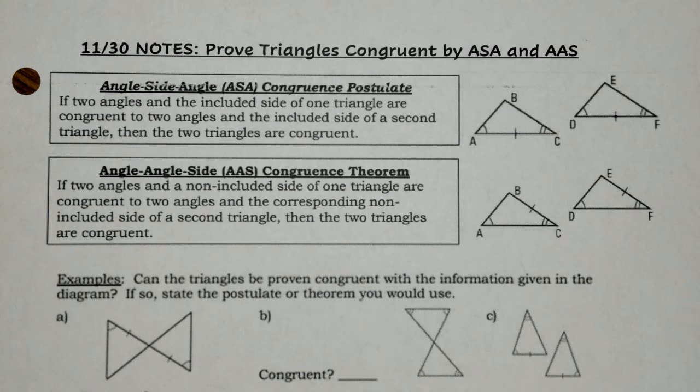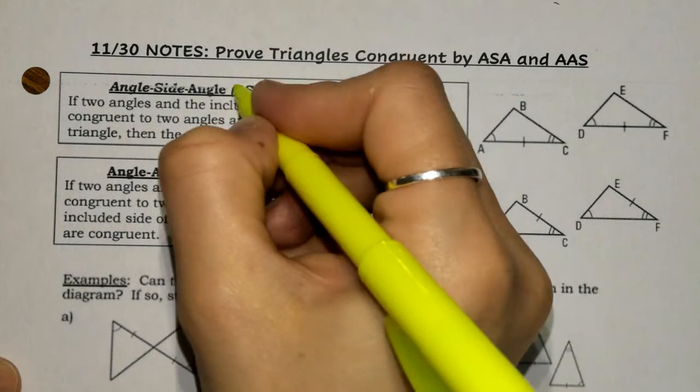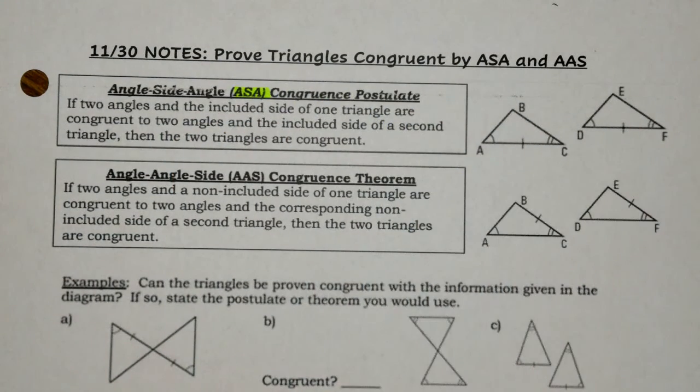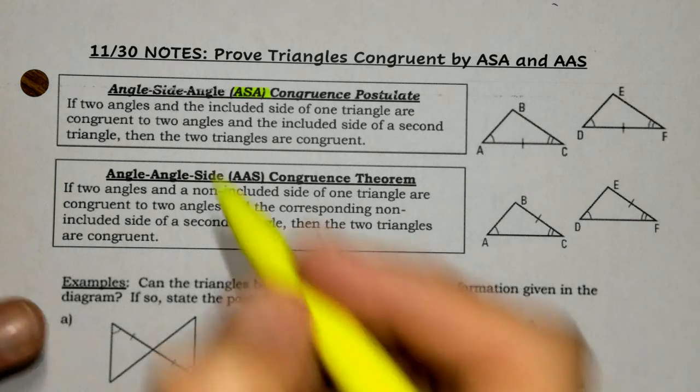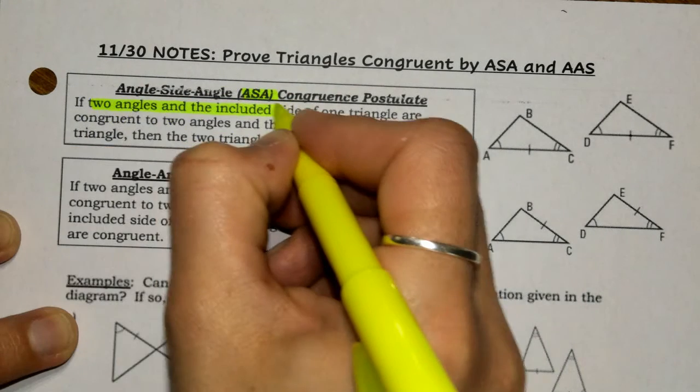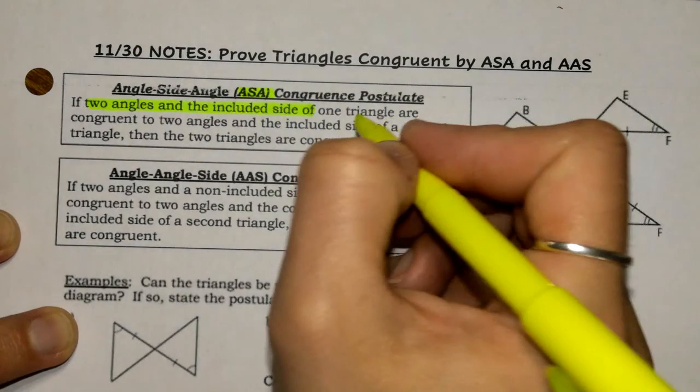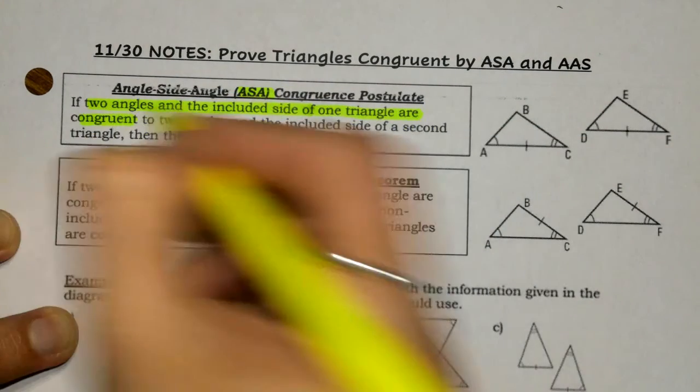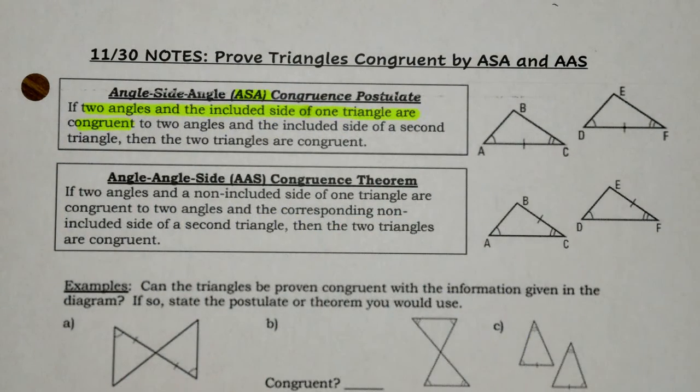Okay, so we talked about our side, side, side, and our side angle side congruence with triangles. Now we're going to talk about the next two. The first one we have here is going to be our angle side angle. So we're still using the angles and the sides, we're just rearranging, and now we've got two angles instead of a side. This is going to be if we have two angles and the included side of one triangle are congruent to two angles and the included side of the second triangle, then they're going to be congruent.